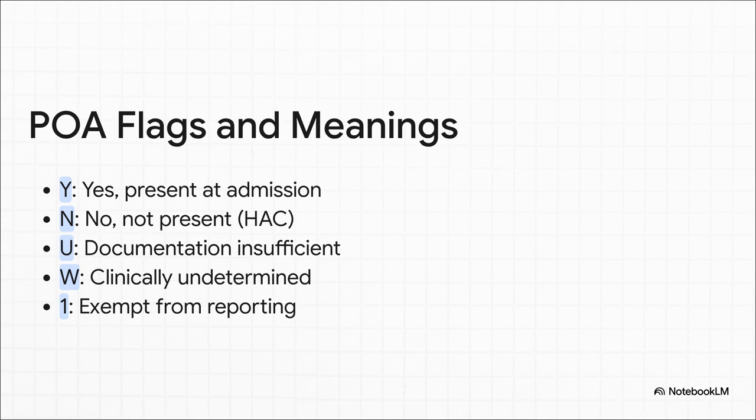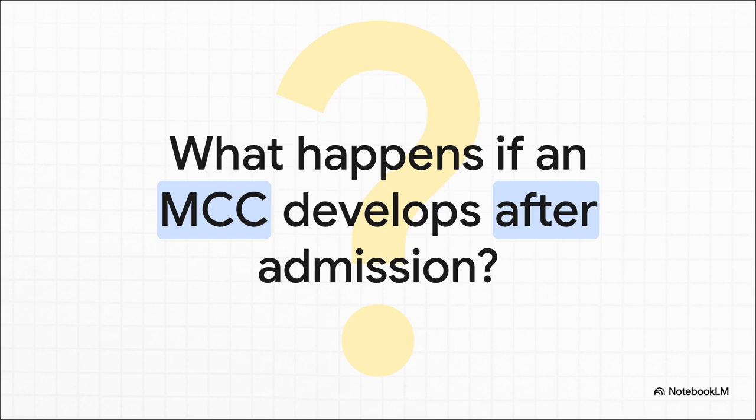We use Y for yes, it was present, and N for no, it developed during the stay. We also have U for when the documentation is insufficient, W for clinically undetermined, and 1 for conditions that are exempt from reporting. So, I want you to ask yourself this.